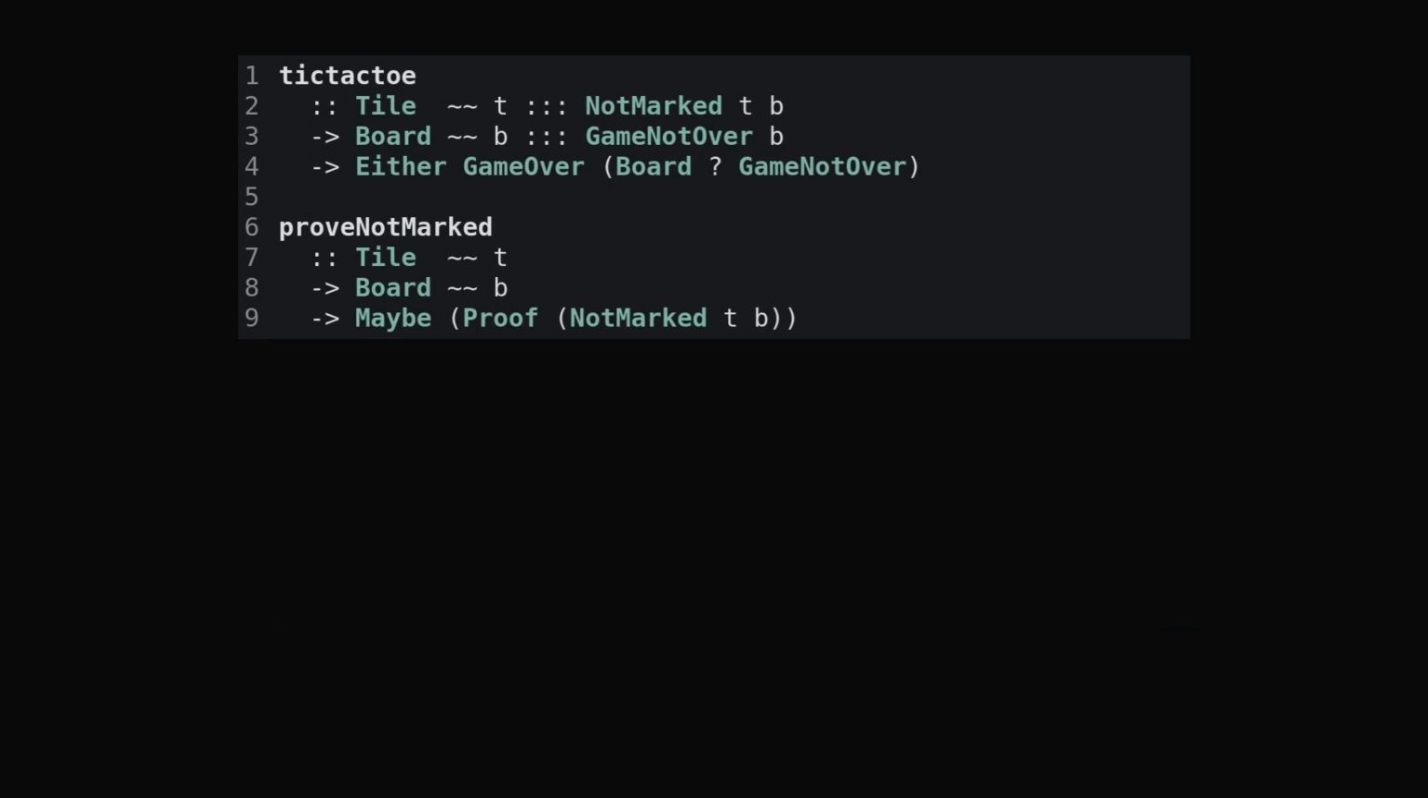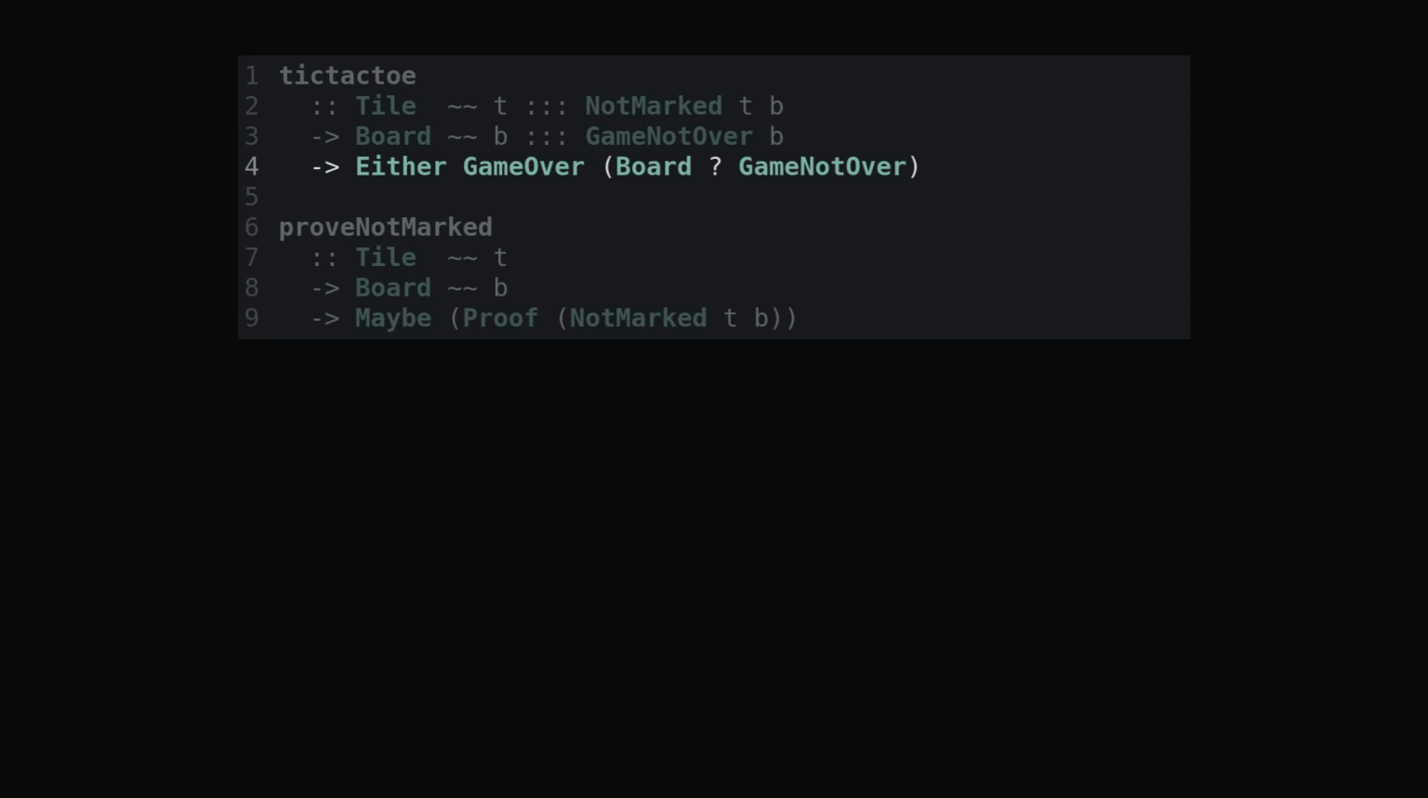Next, we take a look at the third and final way to introduce a name. This is Tic-Tac-Toe. You perform a move on a board B by passing a tile T that is proven with prove not marked to not already be marked on B. The board B must also not be in a game over state. We let Tic-Tac-Toe check if the game is over, and if it is, it returns some object describing who won or if it was a draw.